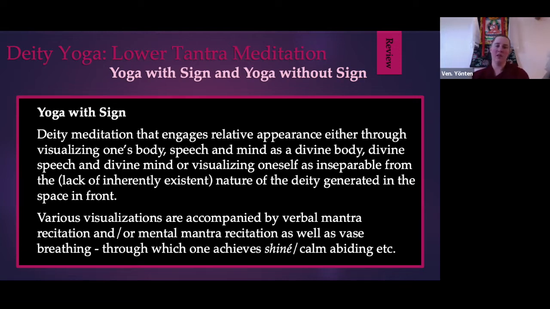And so this yoga with sign is deity meditation that engages relative appearance, either through visualizing one's body, speech, and mind as a divine body, speech, and mind, or visualizing oneself as inseparable from the nature of the deity generated in the space in front, depending on if you have the empowerment. Then various visualizations are accompanied by verbal mantra recitation and or mental recitation, as well as vase breathing. Vase breathing is the next step once you get used to the nine round breathing that we did. And through all of this, one achieves calm abiding.